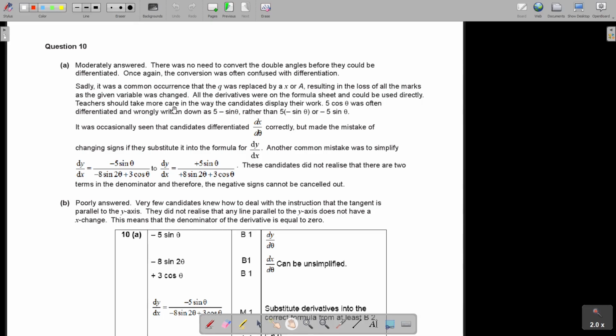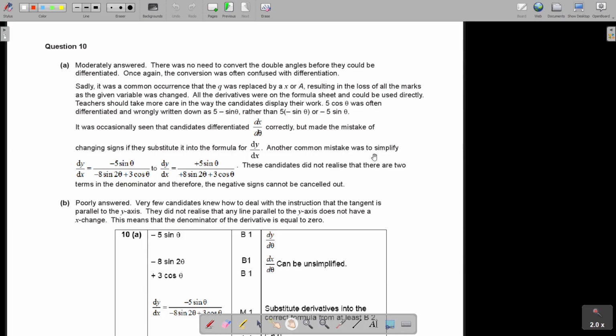Teachers should take more care in the way the candidates display their work. 5 cos theta was often differentiated and wrongly written down as 5 minus sin theta, or rather as 5 in brackets minus sin, which ends up with the negative 5 in front. It was occasionally seen that candidates differentiated dx over d theta correctly, but made the mistake of changing signs if they substituted in the formula.